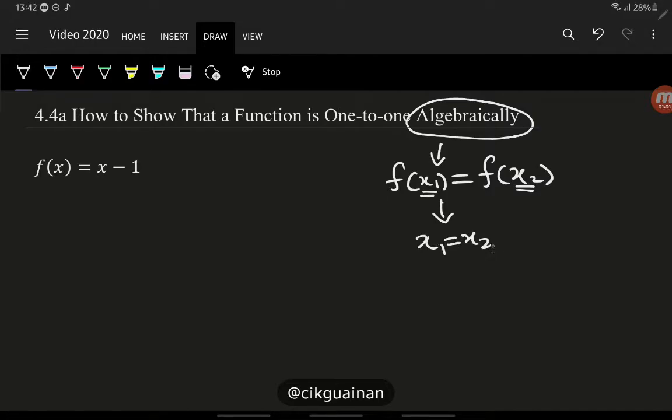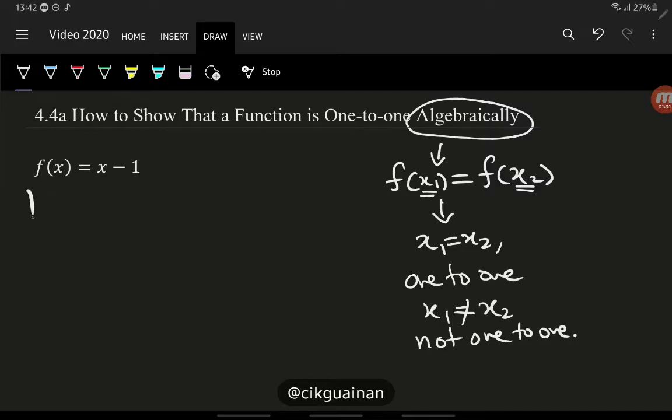If indeed we manage to get x1 equals x2, therefore the function is 1 to 1. If it's not equal, if x1 is not equal to x2, therefore it is not 1 to 1. As simple as that. Okay, so let's do the first example.